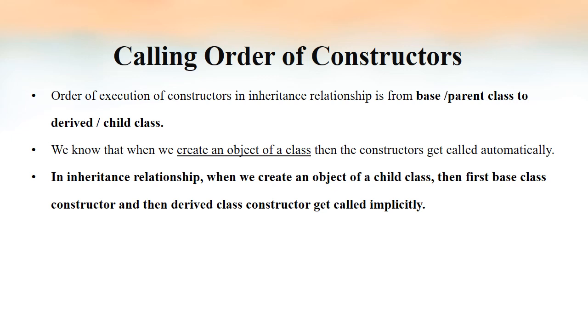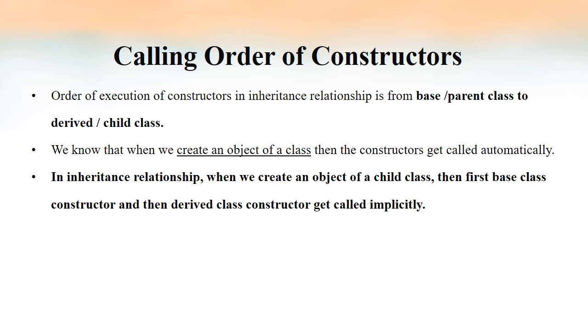Inheritance is a relationship between two classes, right? There will be one parent class and there will be one or more child classes. So it is a property by which one class can acquire the properties of another class. That is the definition of inheritance.